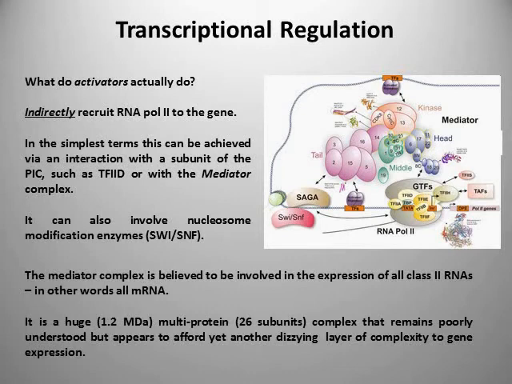So the mediator complex, to come back to that briefly, is believed to be involved at some level in the expression of all class 2 RNAs, in other words, all mRNAs in eukaryotic cells. So it's an incredibly important complex. And it's fantastically complicated. In humans, it's 1.2 megadaltons in size, so it's massive, it's got 26 subunits. And considering its importance, it's relatively poorly understood. But what's appreciated is that such complexity obviously offers a really dizzying level of potential regulation to gene expression.